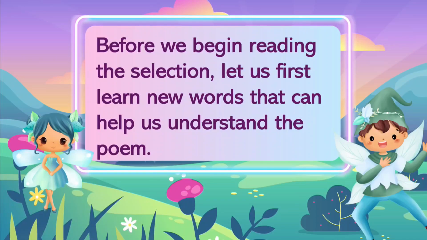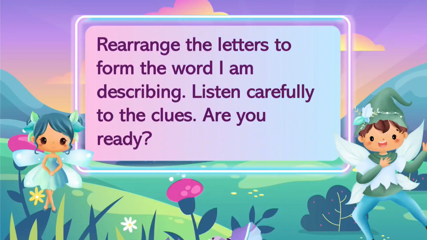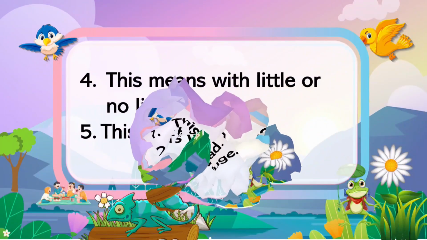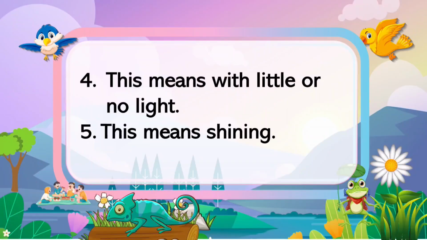Before we begin reading the selection, let us first learn new words that can help us understand the poem. Rearrange the letters to form the word I am describing. Listen carefully to the clues. Are you ready? Number 1, this means powerful. Number 2, this means sad. Number 3, this means huge. Number 4, this means with little or no light. And number 5, this means shining.